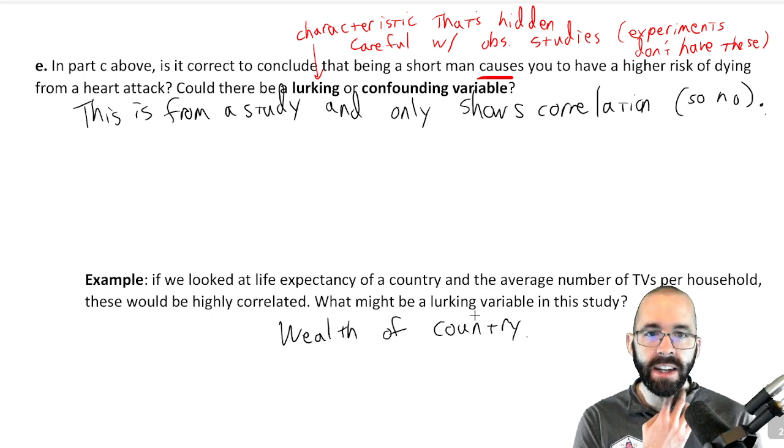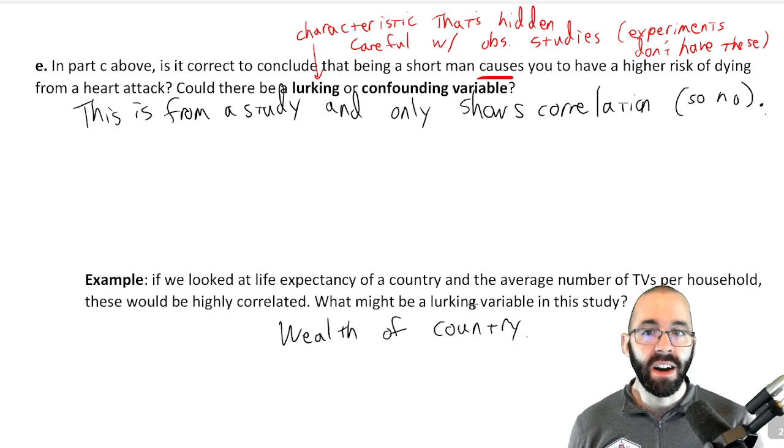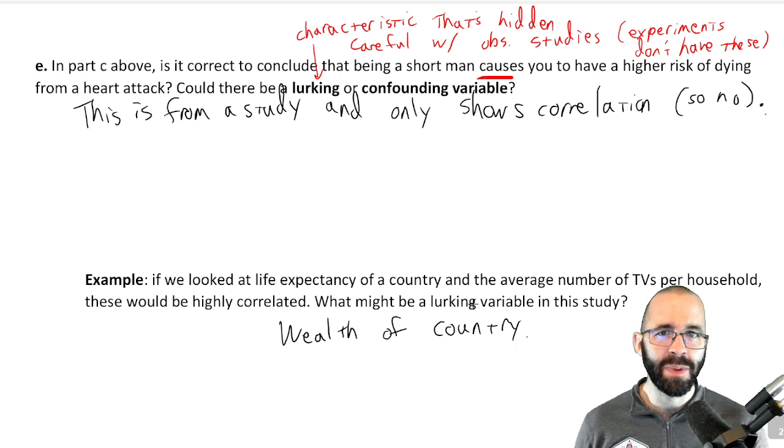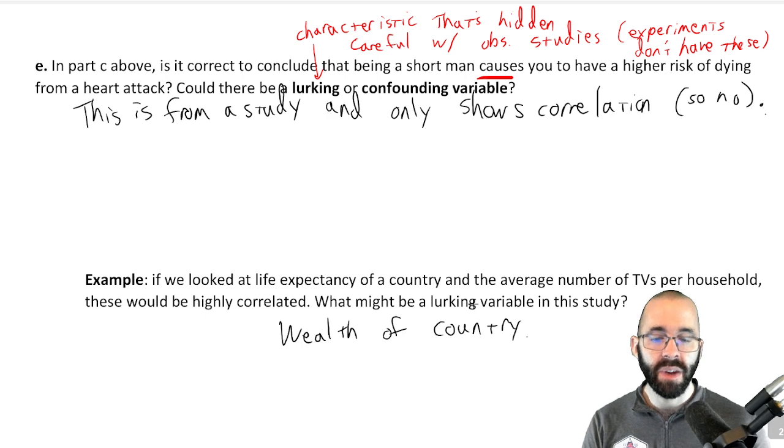Usually. So yeah, what could be a lurking or confounding variable here? I actually don't know too much about biology, so I can only guess. You might have a good of a guess. I know that bad nutrition can affect your height, and I'm sure that bad nutrition can affect risk of dying from a heart attack. I'm sure there's other ones as well. There could be a correlation between other things. I don't want to hypothesize too much because I don't know too much about medicine. But think about these, okay?